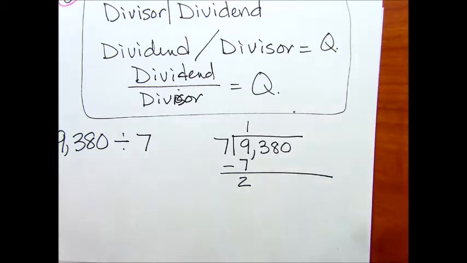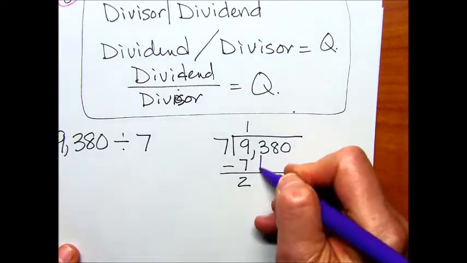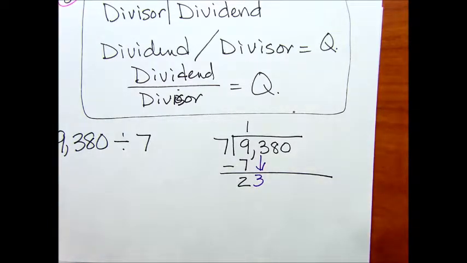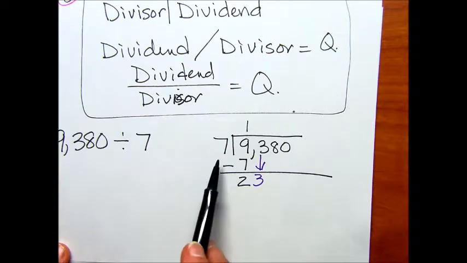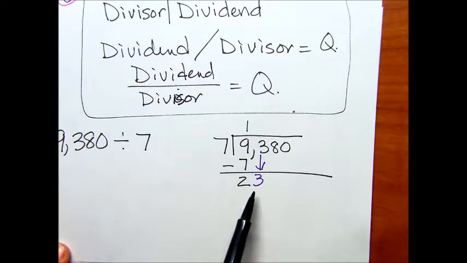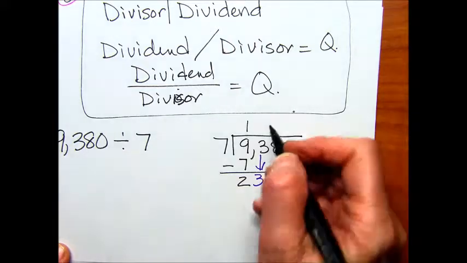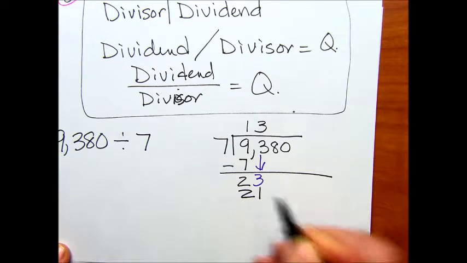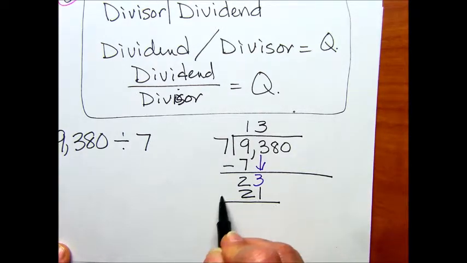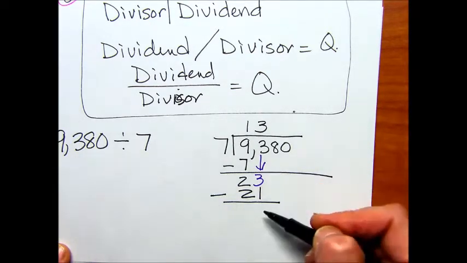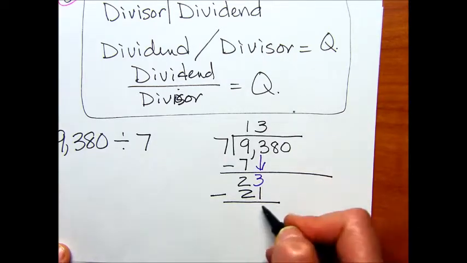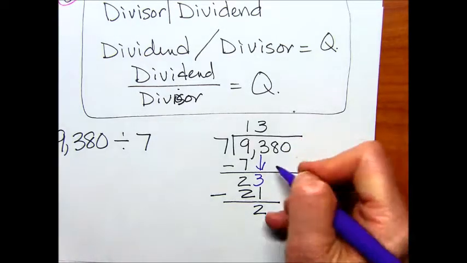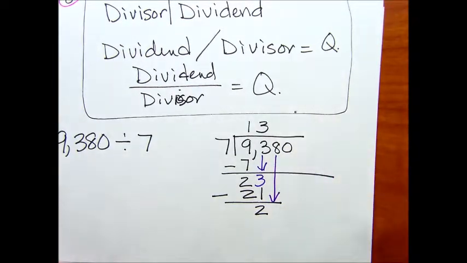Now what we'll do, and I'll use a different color, is bring down the next digit. Okay, now we're saying to ourselves, how many times does 7 go into 23? Well, if you're thinking 3, you're right, because 3 times 7 is 21. And so I'm going to write that and then subtract and find the difference. So I find out that I've got 2 left. Again, I want to bring down the 8.